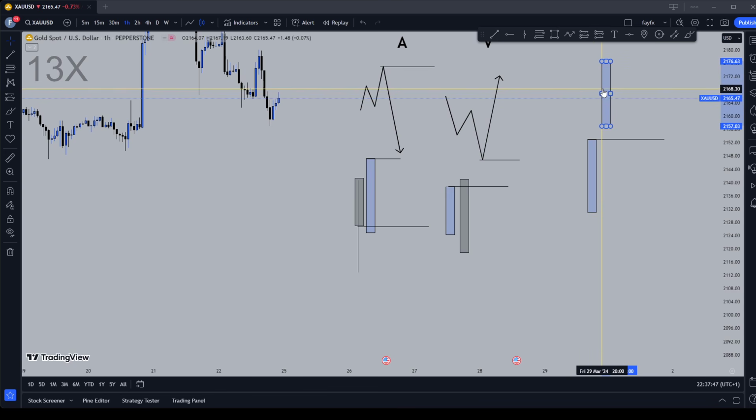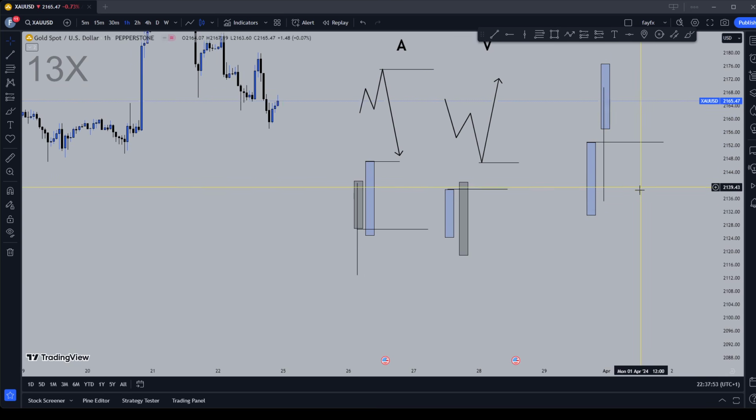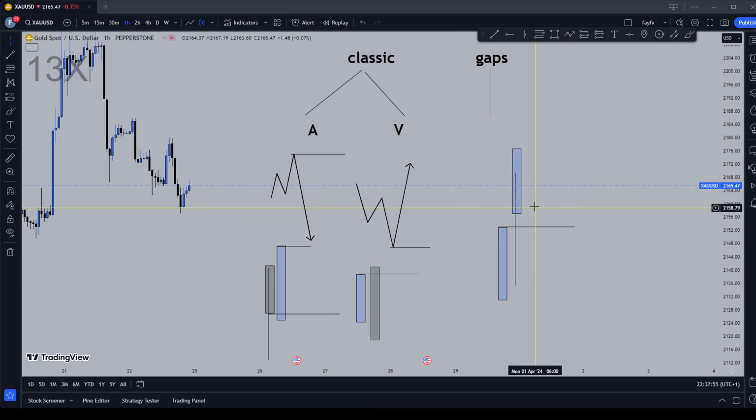Same thing for the gap. Imagine that your broker prints something like this. We mark this gap from the closure of this first candle. Look at this, we always mark it at the first candle, the closure of the first candle.